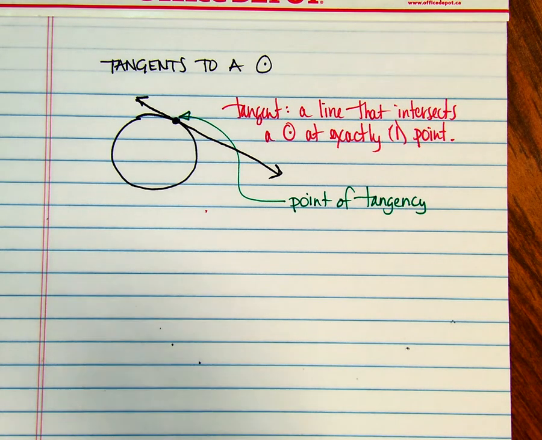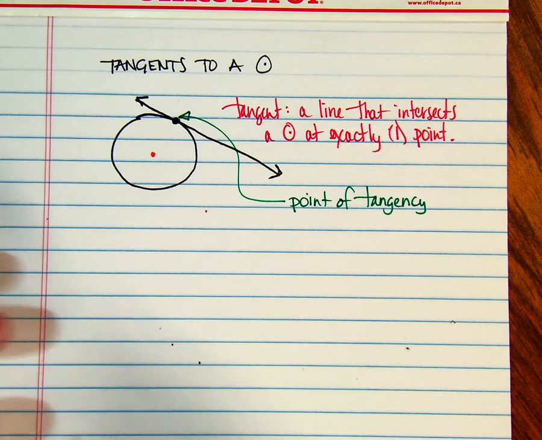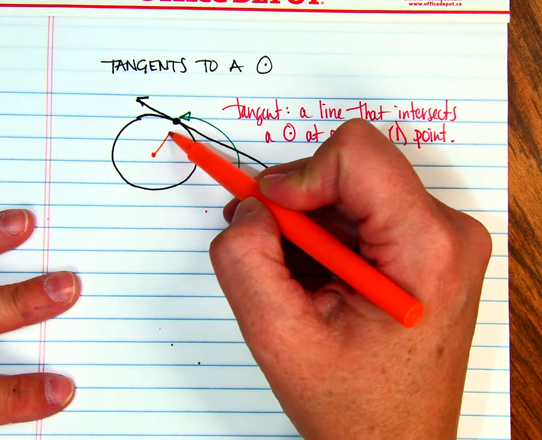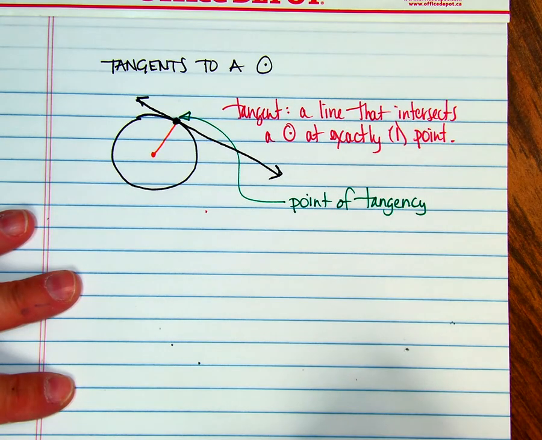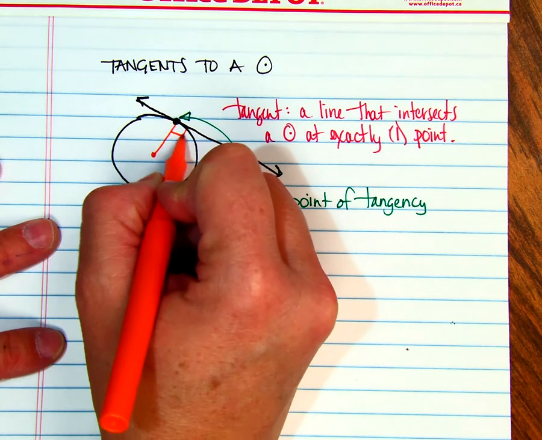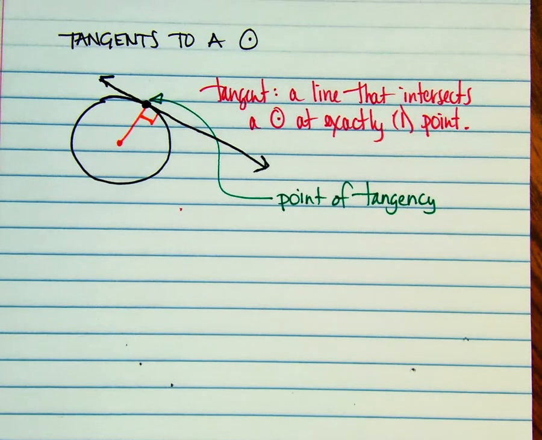We have been doing a lot of other diagrams where we've had a radius. Okay, we all know what a radius is. But if you have a radius drawn from the center to the point of tangency, that creates another special relationship, and that creates a right angle. I'm going to zoom in a little bit.